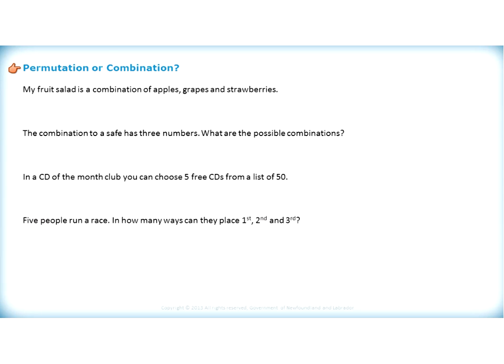Okay, let's identify first of all whether something is a permutation or a combination. Let's look at some examples here. My fruit salad is a combination of apples, grapes, and strawberries. Is order important? That's the question you need to ask yourself. Does it matter the order in which I place these things in my fruit salad? The answer is no. So if order is not important, then it's a combination in this case.